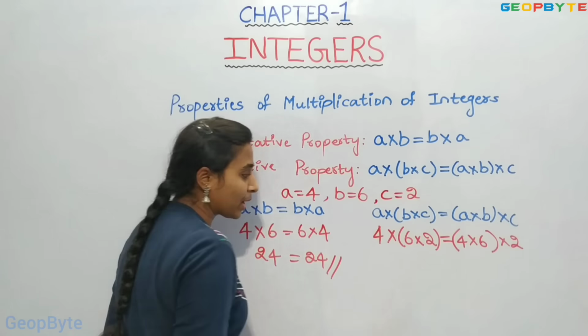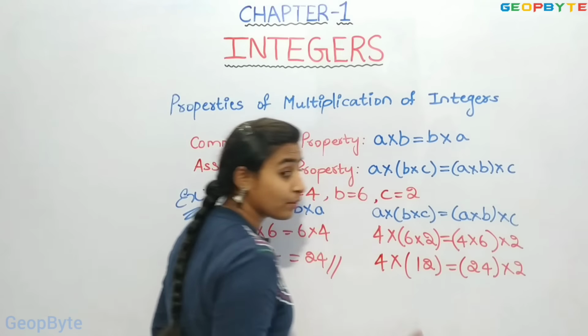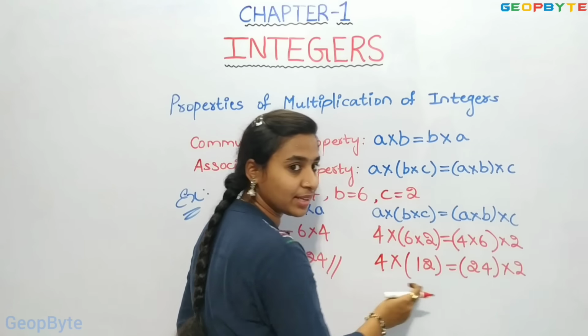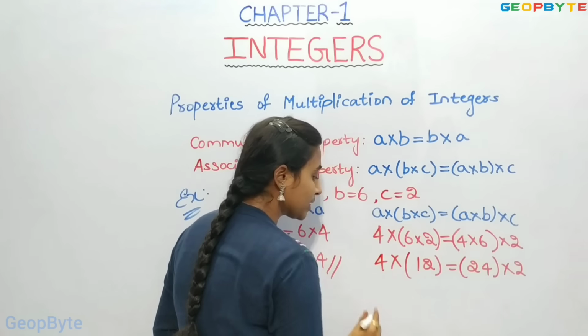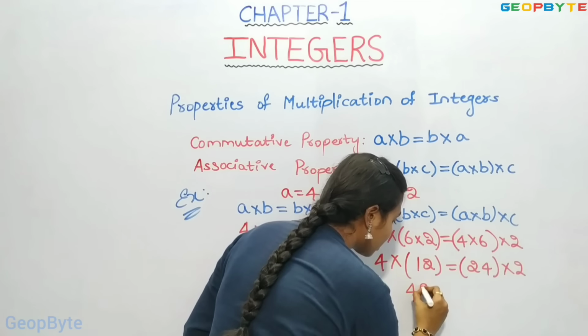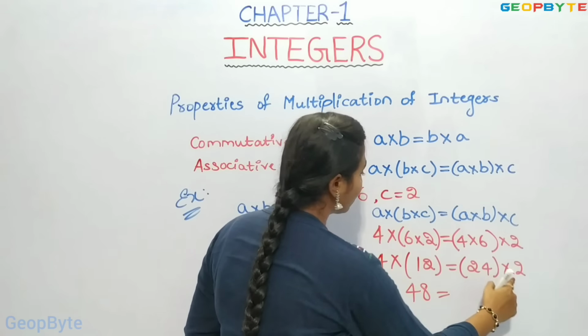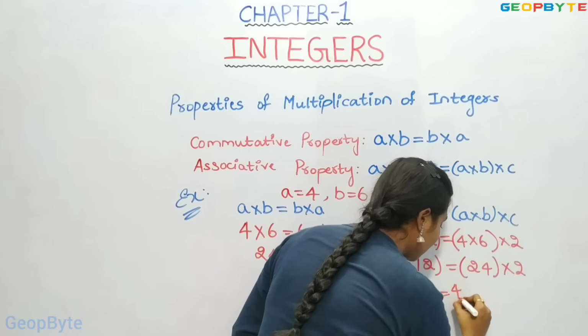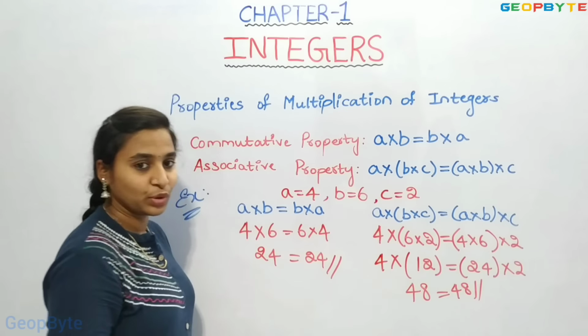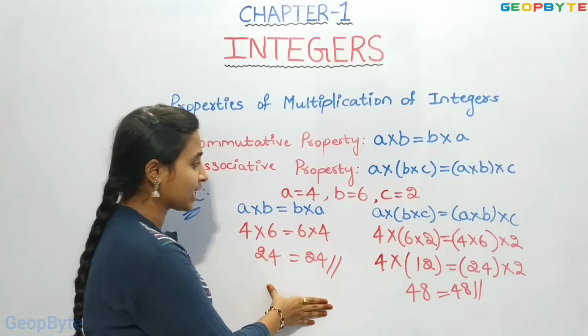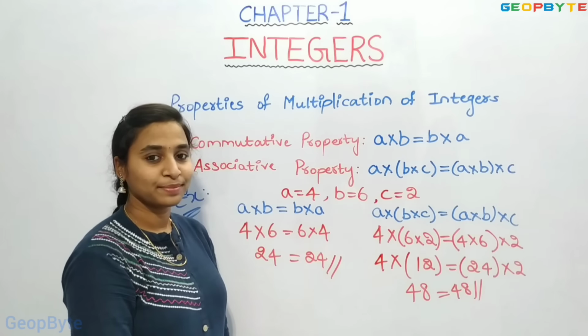Now let us multiply. 4 into, now let us multiply the numbers in the bracket. 6 2s are 12 is equal to 4 6s are 24 into 2. We have different numbers on either side, but 4 12s are 48. 24 2s are 48. Proved. So we have proved these two properties with examples.